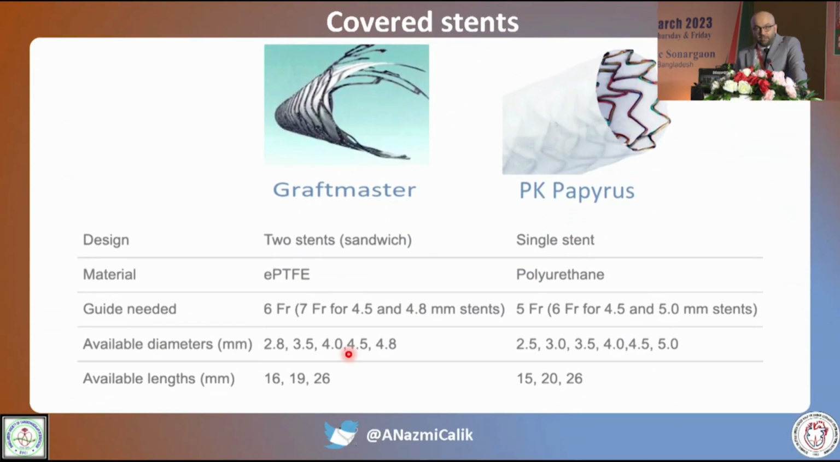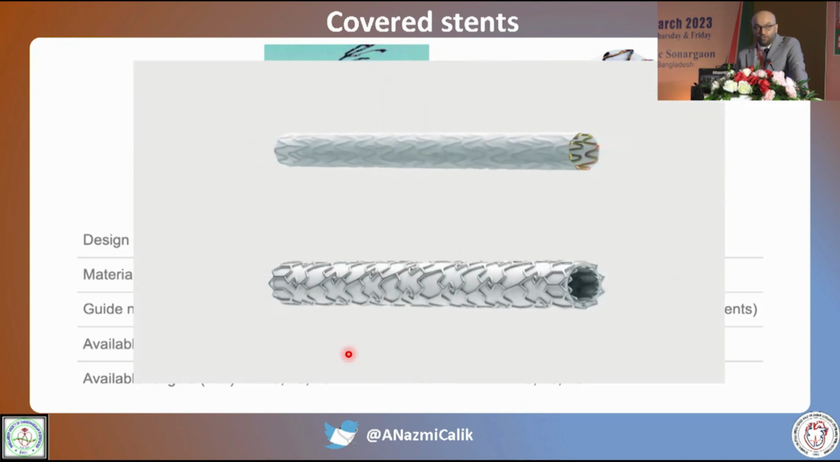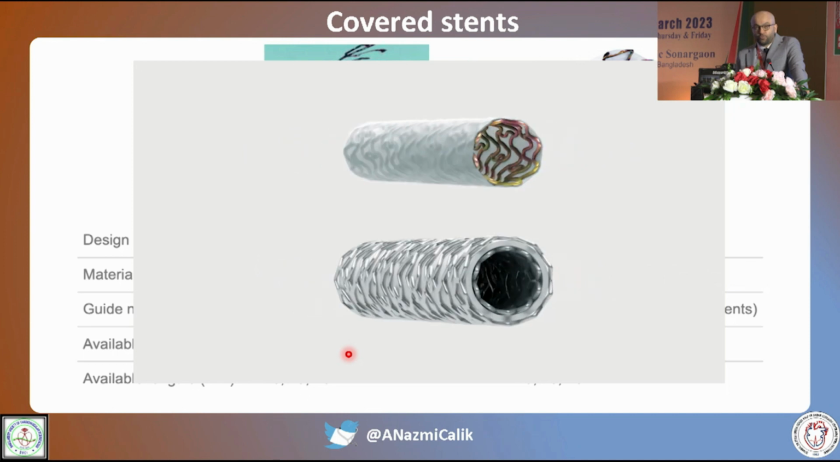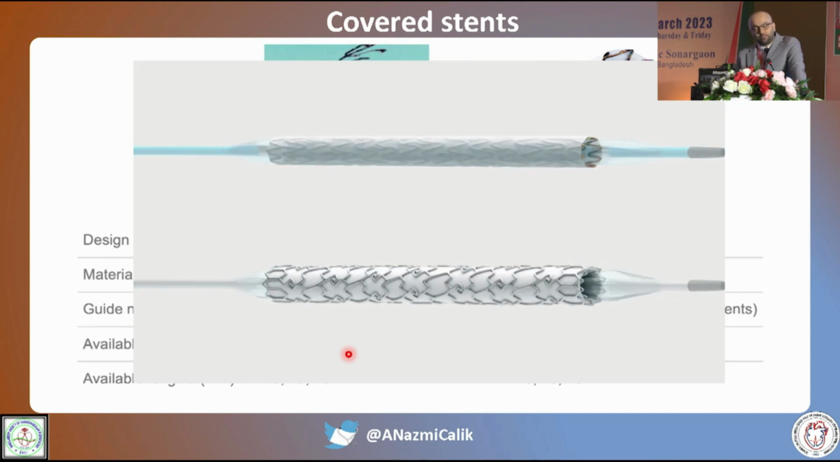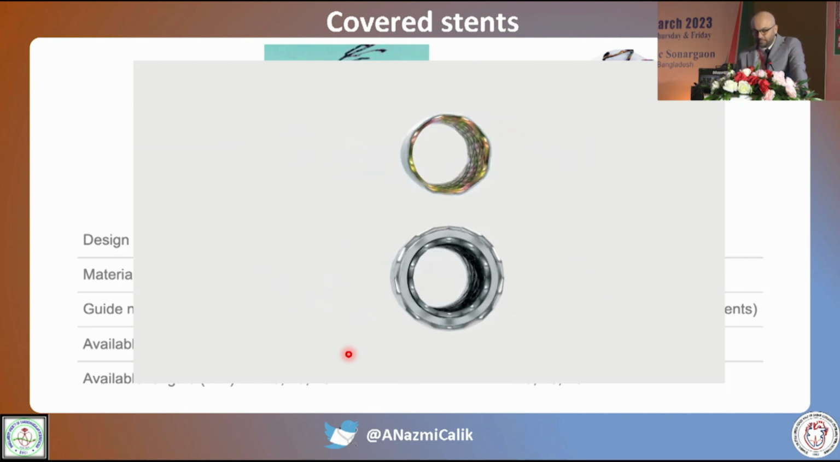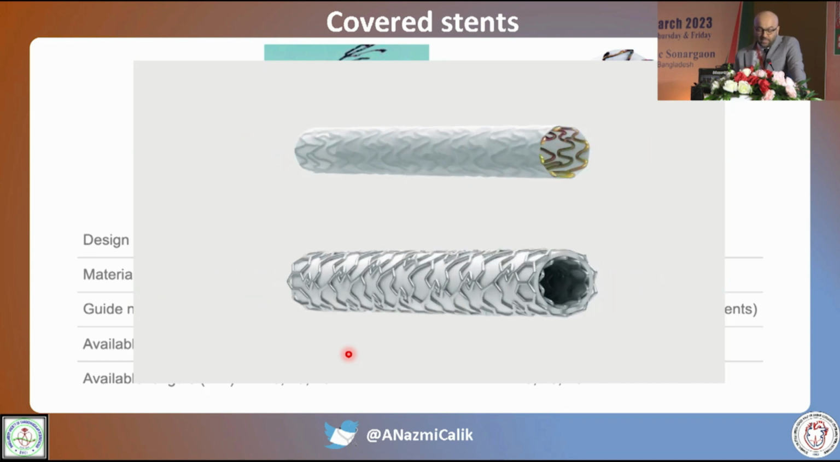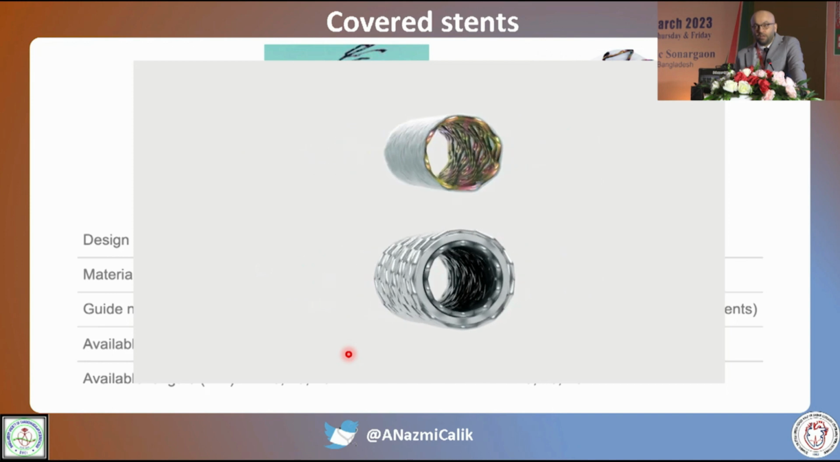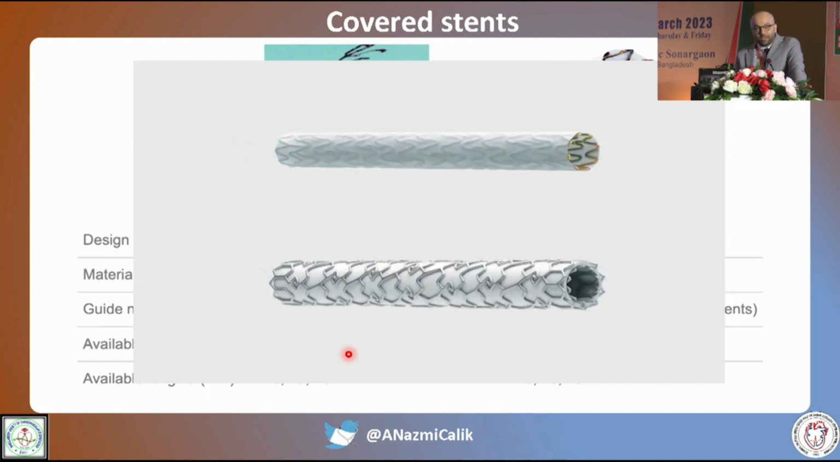You have to have your covered stent on your shelf when you are doing PCI, because perforation can happen anytime, and you have to know your covered stents. The most widely used two covered stents are the Papyrus and the Graftmaster stents. I can only say that from this slide, the Papyrus stent is much more user-friendly and much easier to deliver.